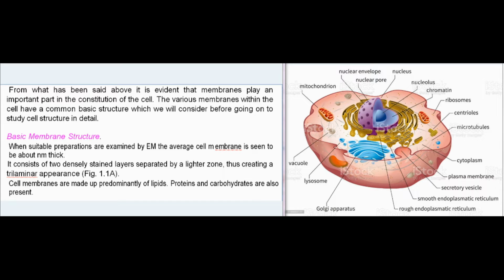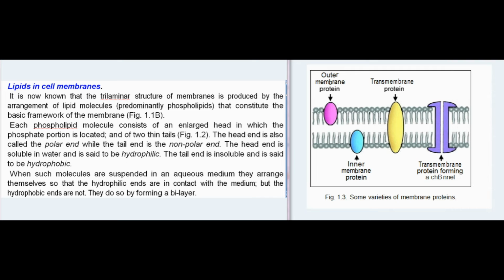Cell membranes are made up predominantly of lipids. Proteins and carbohydrates are also present. Lipids in cell membranes. It is now known that the trilaminar structure of membranes is produced by the arrangement of lipid molecules, predominantly phospholipids, that constitute the basic framework of the membrane, Fig 1.1b. Each phospholipid molecule consists of an enlarged head in which the phosphate portion is located, and of two thin tails, Fig 1.2. The head end is also called the polar end while the tail end is the nonpolar end.